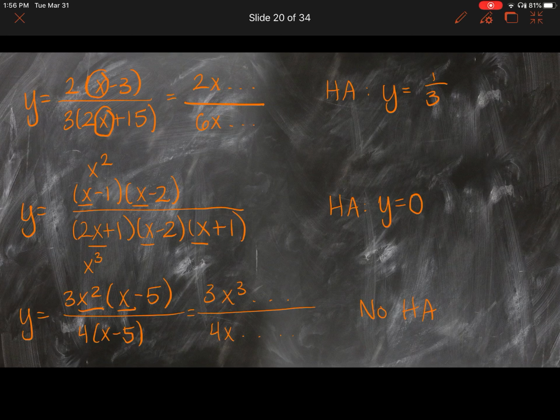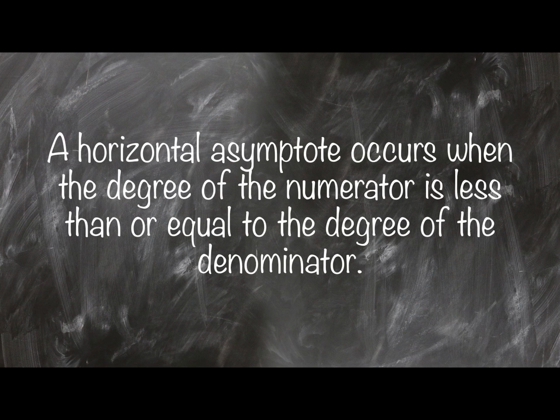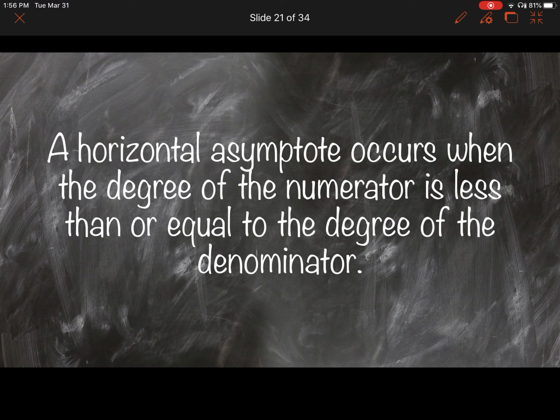Let's go ahead and do a little bit of review. When does a horizontal asymptote occur? Well, it occurs when the degree of the numerator is less than or equal to the degree of the denominator.